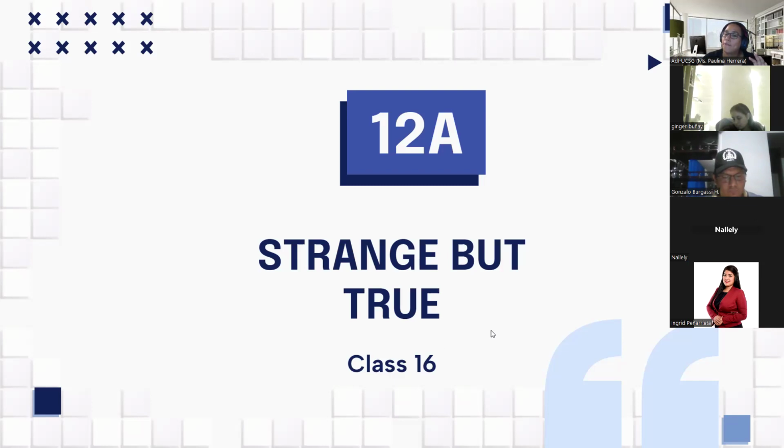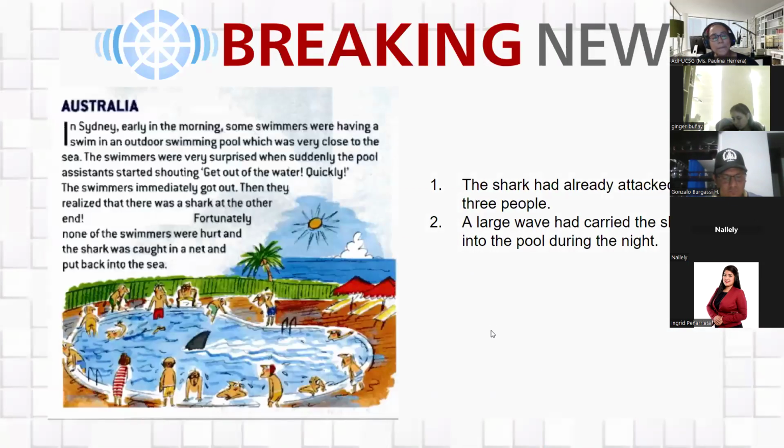We're going to read 4 stories to begin, and then we're going to watch a story. So the first one happened in Australia. And Ginger, can you help me reading this story? Okay. What happened in this story?